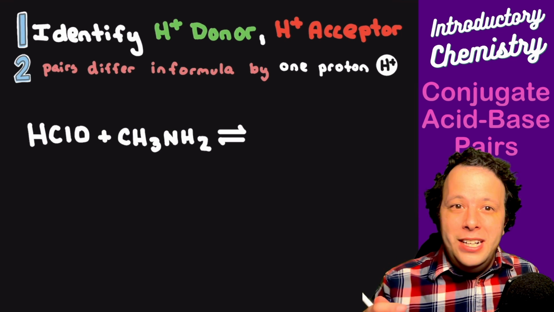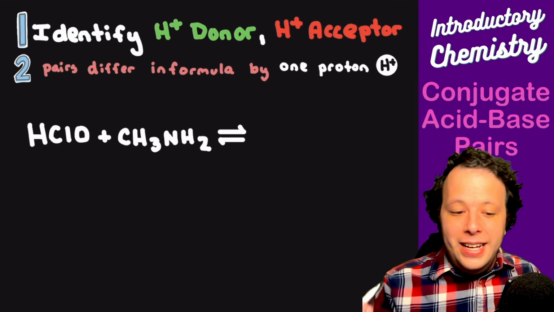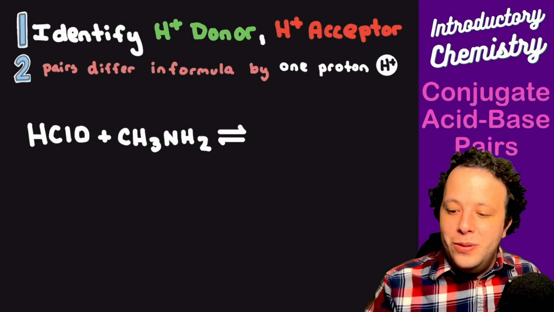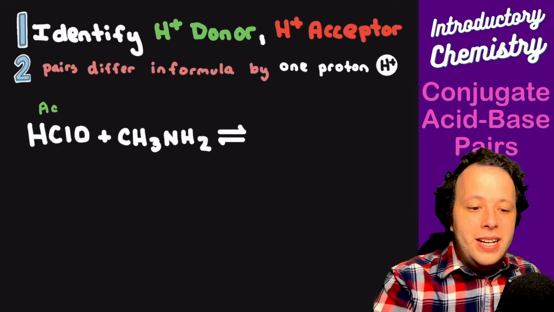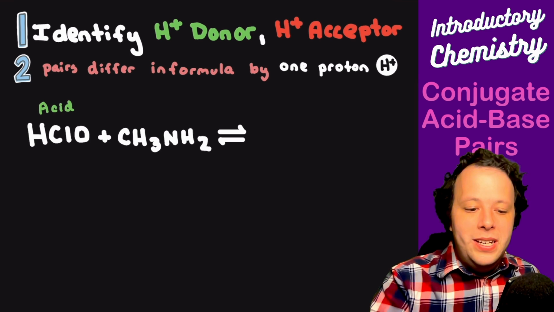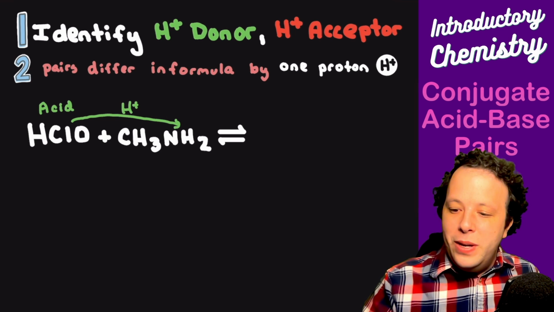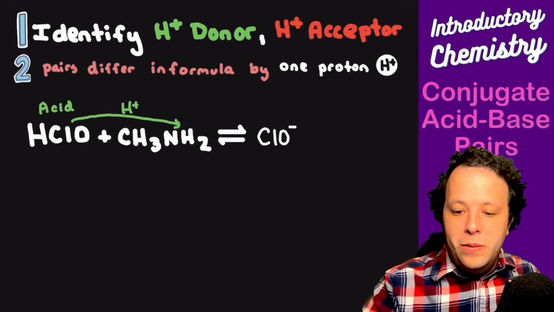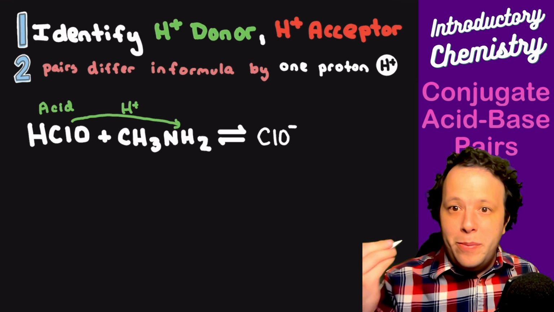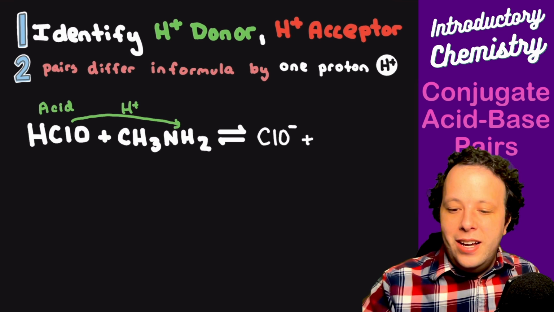Right here we have HClO and CH3NH2. The first thing we have to do is identify the acid. The acid generally has an H in the front of the reaction. It's going to be donating its hydrogen to the other species. When that happens, what's left is ClO minus, which differs by one proton. And then the other one is going to be CH3NH3 plus.